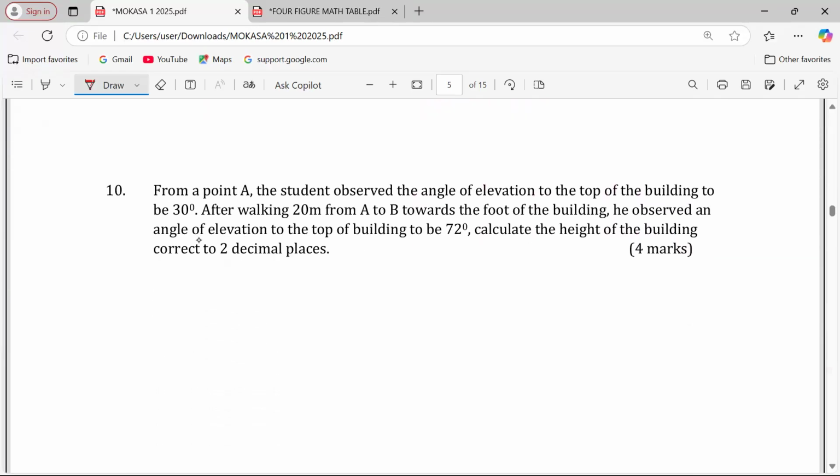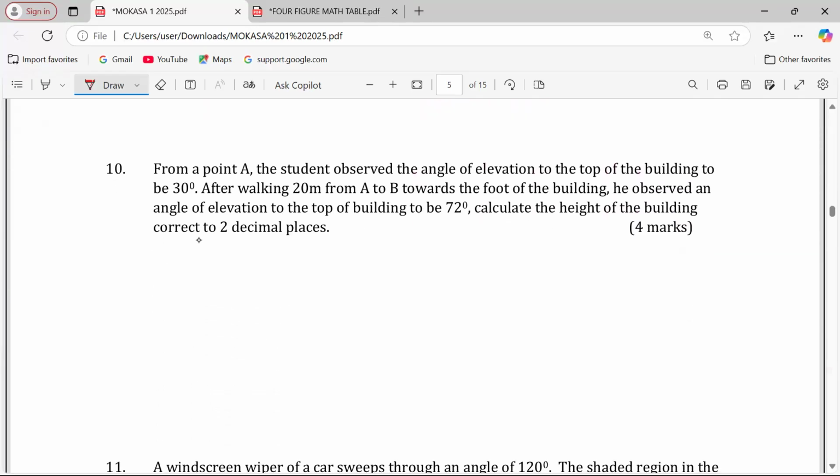Now there is number 10 here. From a point A, the student observed the angle of elevation of the top of the building to be 30. After walking 20 meters from A to B towards the foot of the building, he observed an angle of elevation to the top of the building to be 72. Calculate the height of the building, correct to 2 decimal places.